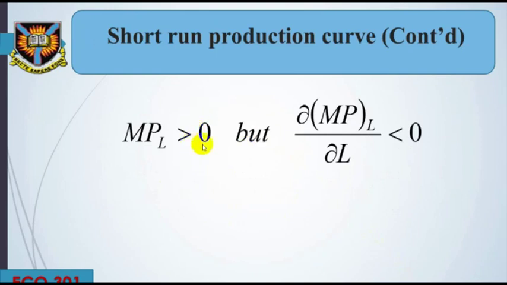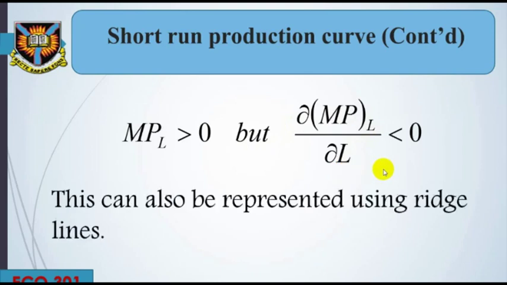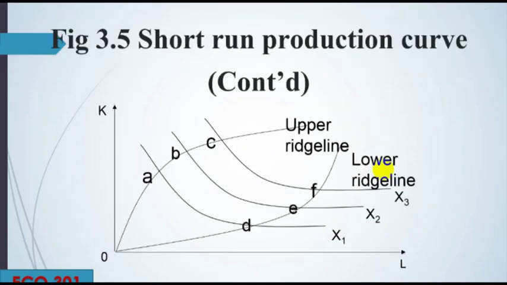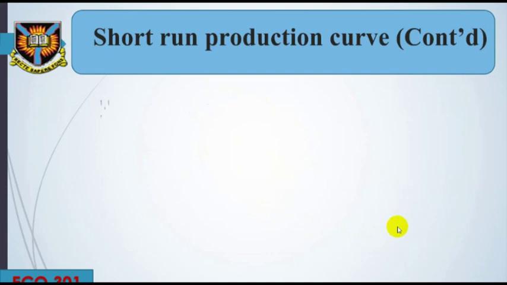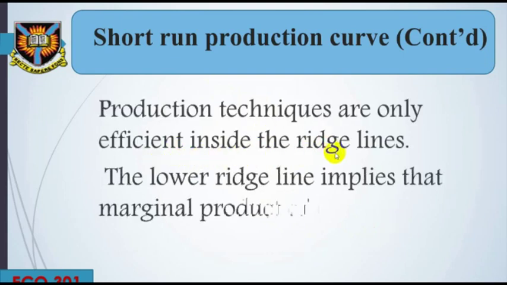MPL is greater than 0, but dMPL/dL is less than 0. This can also be represented using ridge lines. The locus of points of isoquants where the marginal products of the factors are 0 forms the ridge lines. Production techniques are only efficient inside the ridge lines.